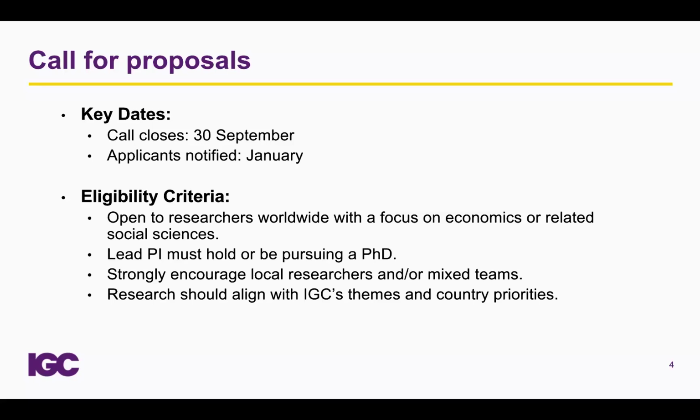On eligibility criteria, the call is open to any researcher worldwide with a focus on economics or related social sciences. The lead PI must have a PhD or be pursuing a PhD, but other members of the team do not have to meet this criteria. We strongly encourage researchers based in IGC countries or low and middle income countries more broadly to apply to this call. We also strongly encourage mixed teams, so teams that include local researchers and researchers based in the global north. And one of the key things that we're looking for is that research proposals need to align with our themes and our country priorities. More information on our themes and our country priorities are available on our website.